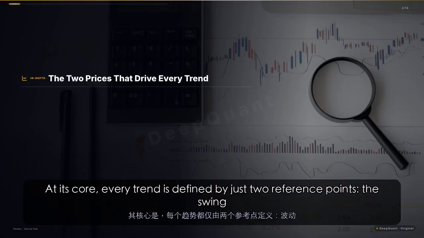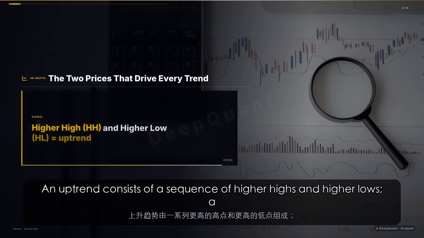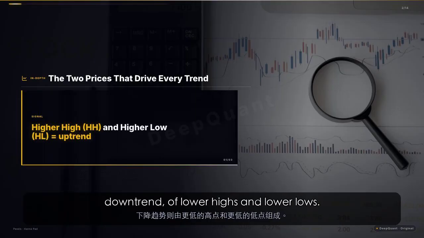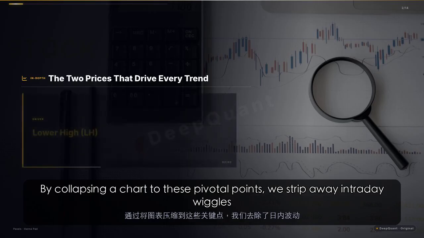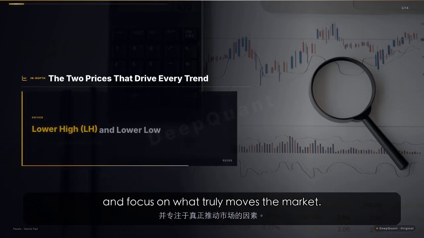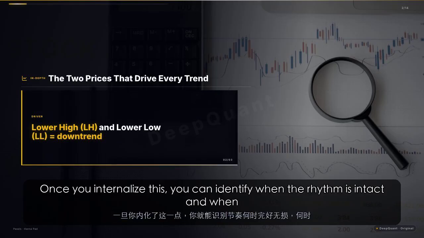At its core, every trend is defined by just two reference points, the swing highs and swing lows. An uptrend consists of a sequence of higher highs and higher lows, a downtrend, of lower highs and lower lows. The rest is noise. By collapsing a chart to these pivotal points, we strip away intraday wiggles and focus on what truly moves the market. This is not about every single bar, it's about the structure those bars create.